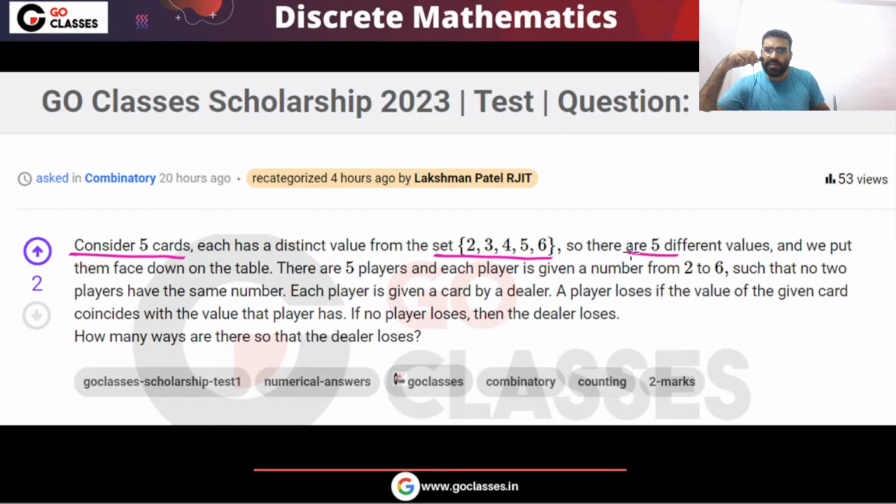And there are 5 different values. Every card has a different value. We put these cards on the table face down.